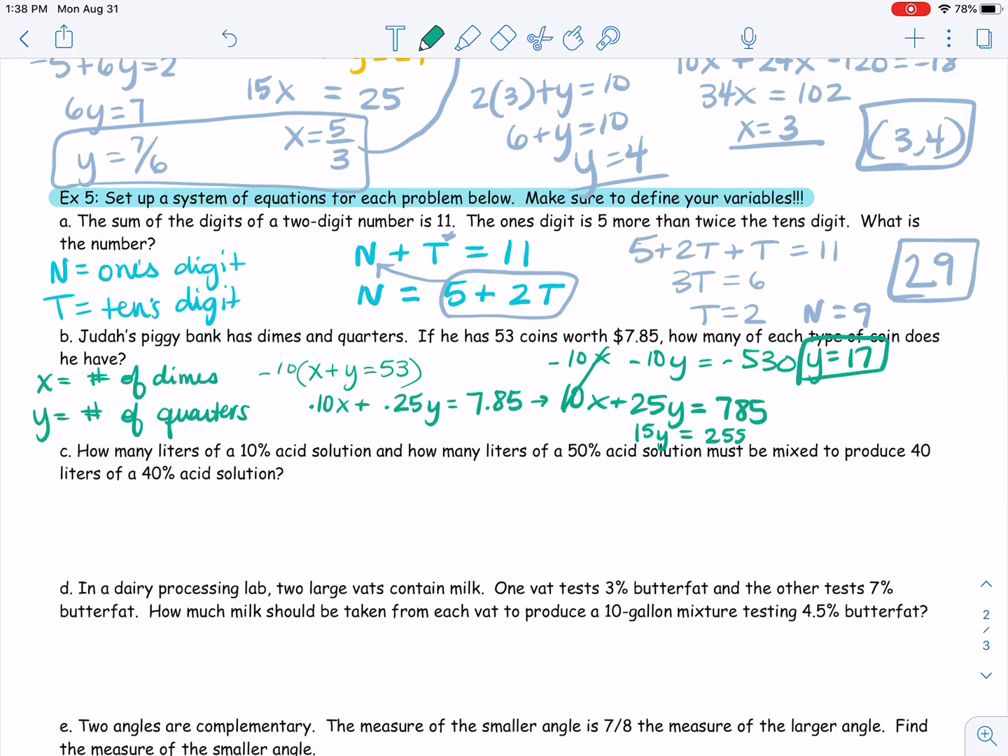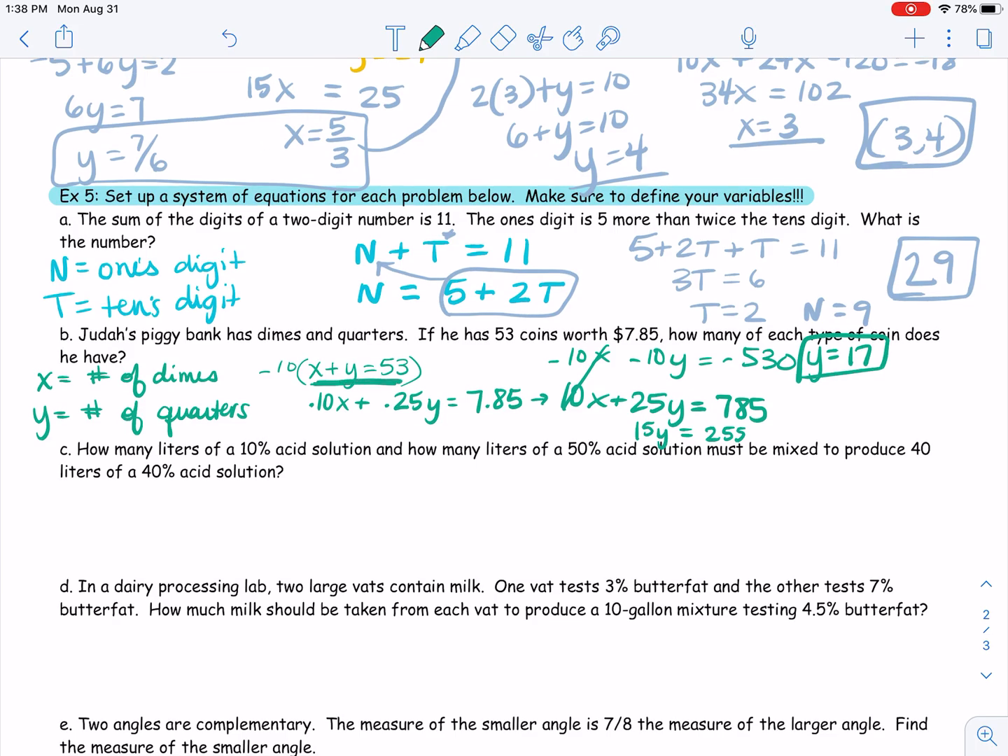And so if I know that y is 17, I can go back into this original equation, x plus y equals 53. So if I have 17 quarters, then 53 minus 17 is going to give me the number of dimes, which is 36. How many of each type of coin does he have? So 17 quarters and 36 dimes.